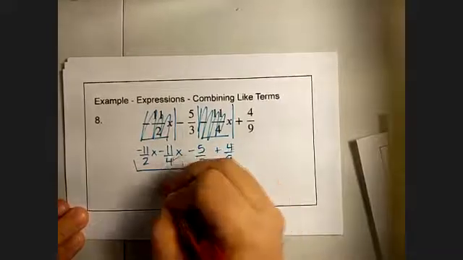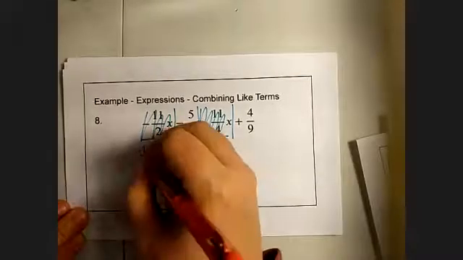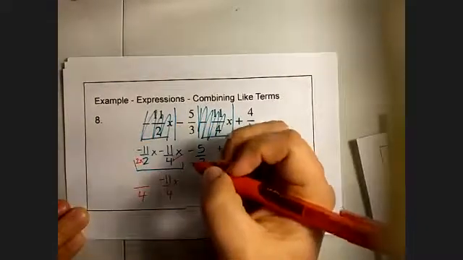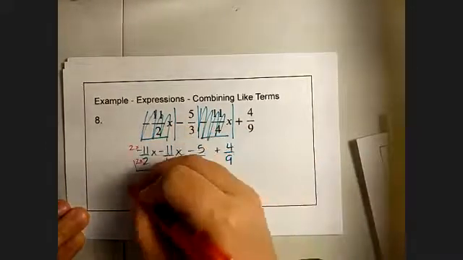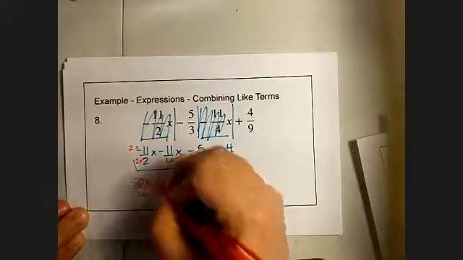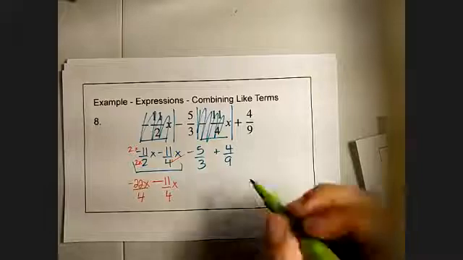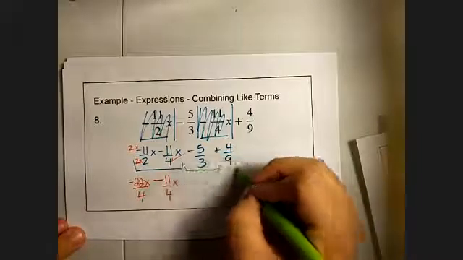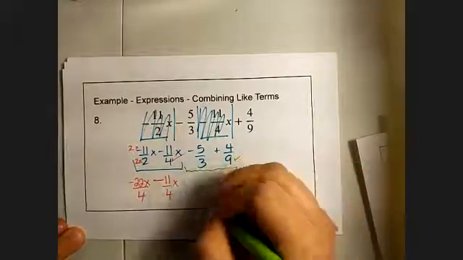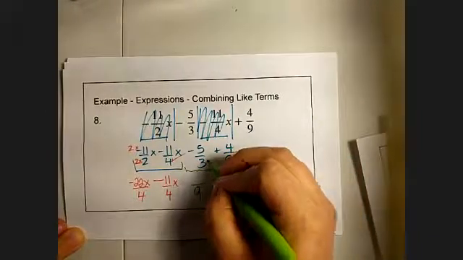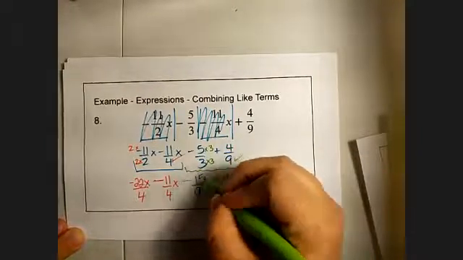So I'm going to keep this fraction the same, negative 11 over 4x. I'm going to turn that into a 4. So I multiplied this by 2. So I'm going to do the same thing to the numerator. Negative 11 times 2 is negative 22x. Okay, minus 11x. Now for these fractions over here, 3 and 9 both go into 9, so I can keep the 4/9 there. If I make this a 9, I multiplied this by 3, so I need to multiply the numerator by 3. This gives me negative 15.